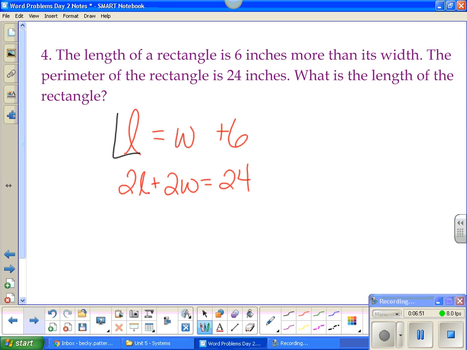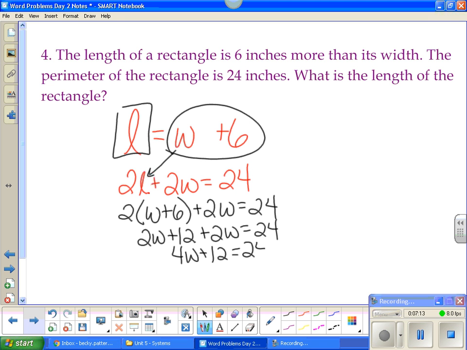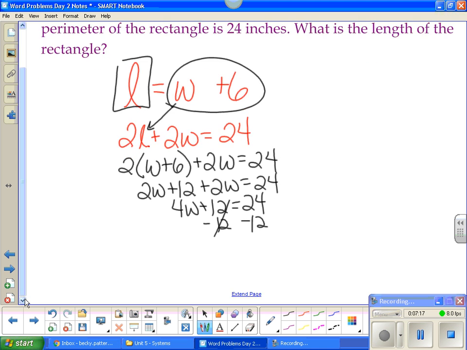Again, this is a substitution problem. I'm going to plug this in for L. So 2 times w plus 6 plus 2w. So 2w plus 12 plus 2w equals 24. 2w and 2w is 4w. Subtract the 12. 4w equals 12. Divide by 4.